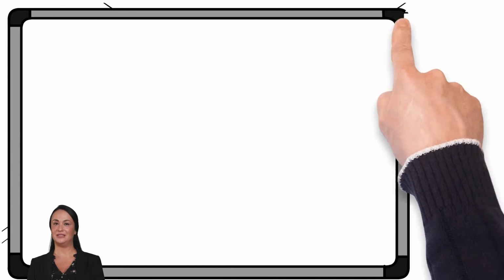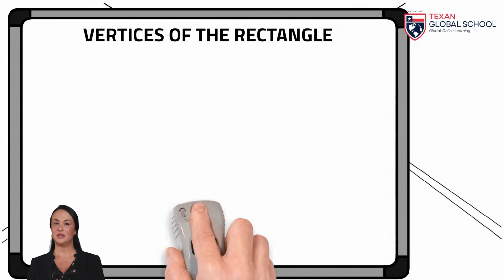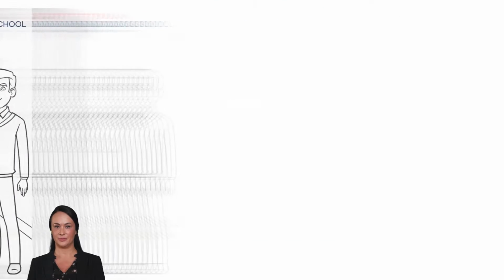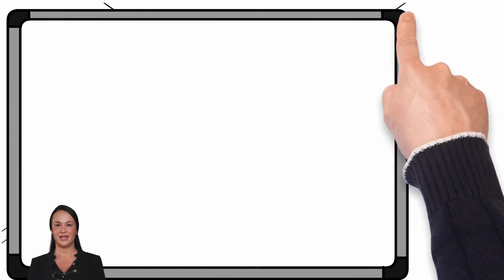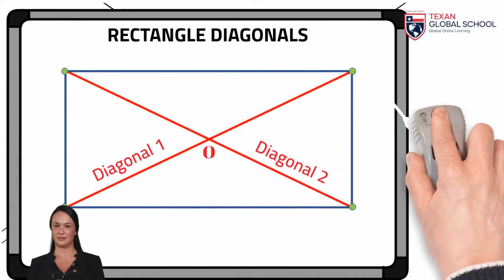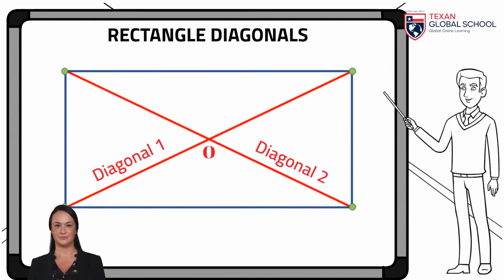Another characteristic of the rectangle is that it has four vertices as seen in the diagram. Recall that a vertex is a point that is formed at the intersection of the sides. We can also see that rectangles have two diagonals. Diagonals are straight lines that start from the vertices and pass through the center denoted as O.